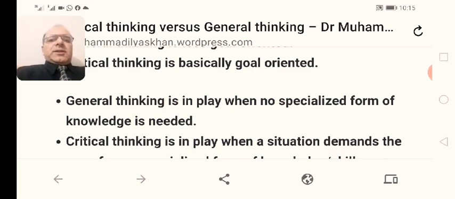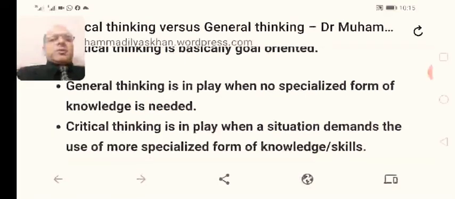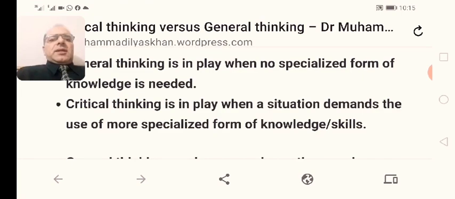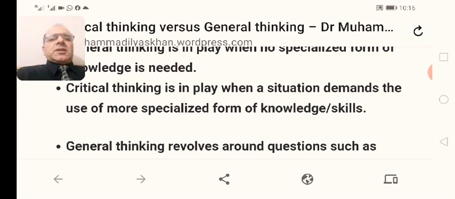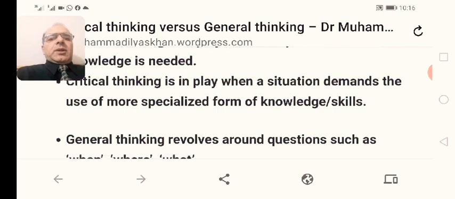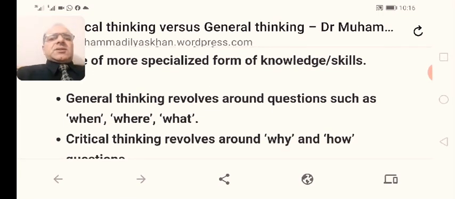The next point is general thinking is in play when no specialized form of knowledge is needed, while in critical thinking, we need more specialized form of knowledge in order to understand things in a more critical way. The next thing is that general thinking revolves around questions such as when, where, what, while critical thinking revolves around the most important questions of why and how questions.